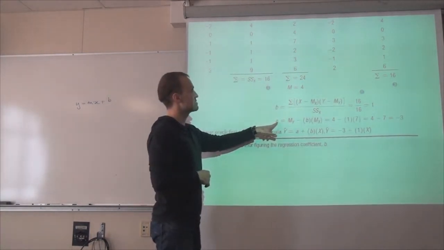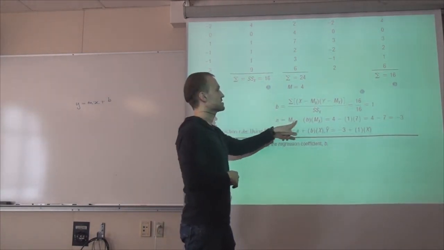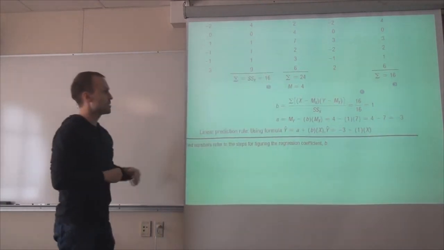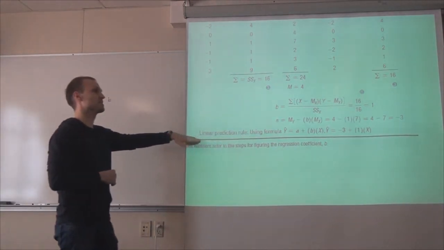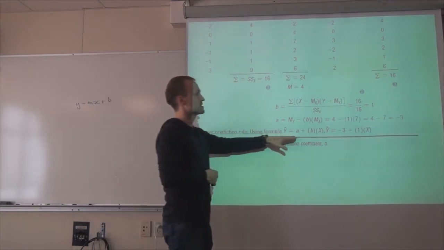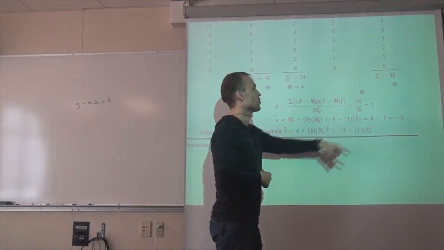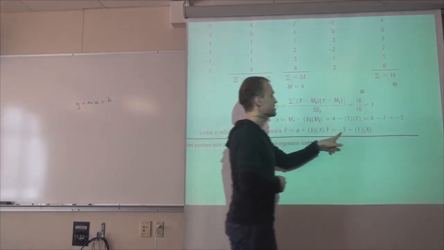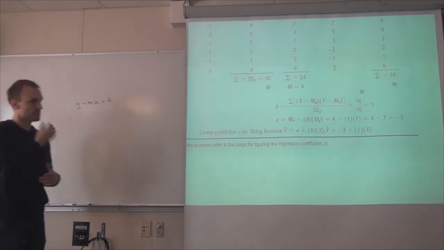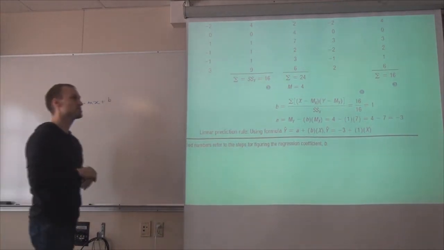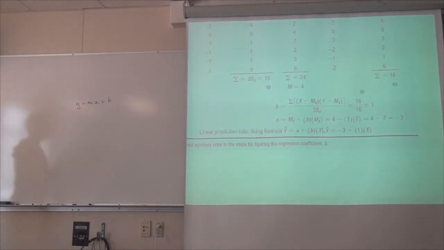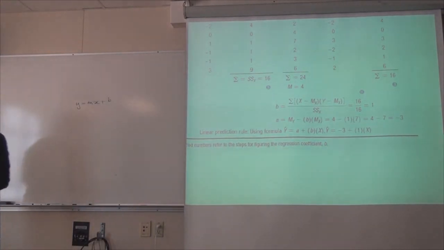Then when I go to a, I simply take the y and the x sample means, and I get a negative 3. So my linear prediction rule, my linear regression equation, many different names for these things, is given by negative 3 plus 1. Negative 3 is the constant, 1 is the number I multiply by x. And that is the equation that's going to give me a prediction. Given the number of hours you slept, what is your mood rating?